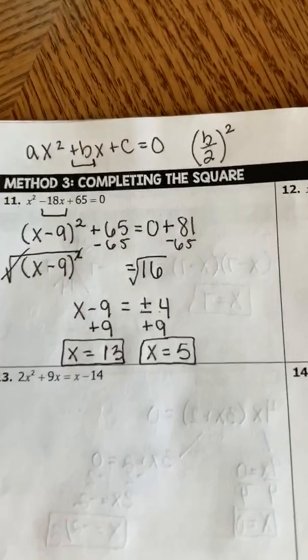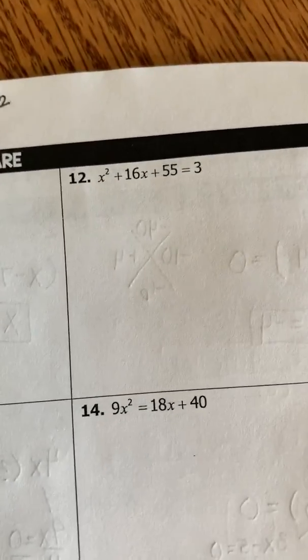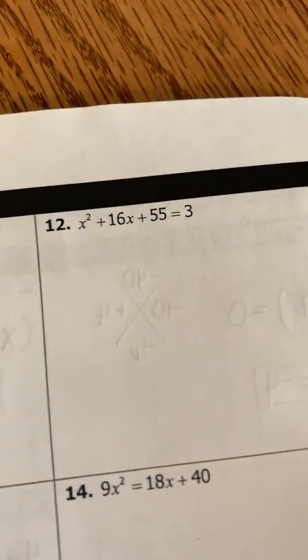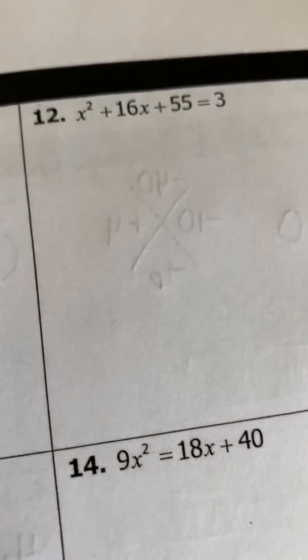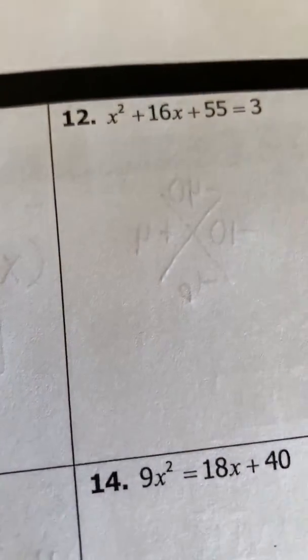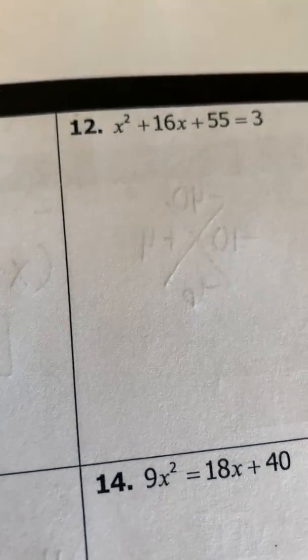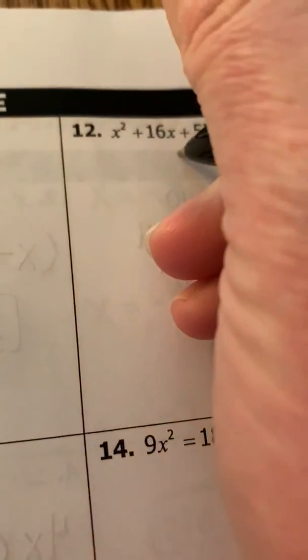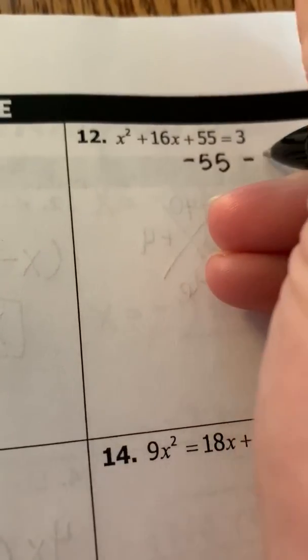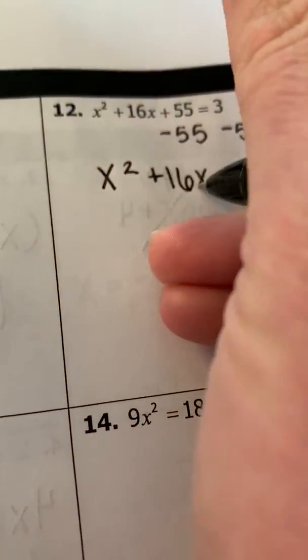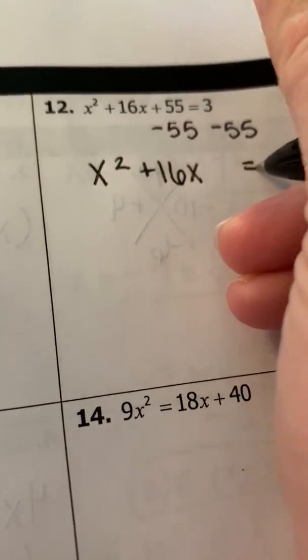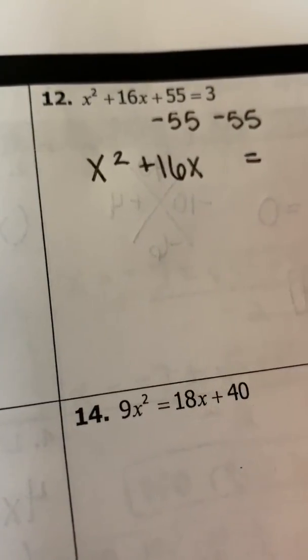All right, so we're going to do completing the square, problem number 12. So this method, I'm going to try to follow the steps in your notebook. The first thing, if we're using the steps in our notebook for this problem, is to get the constant on the other side. So we want to subtract 55 from both sides. So now we have x squared plus 16x, I'm going to leave a little space here, equals 3 minus 55.